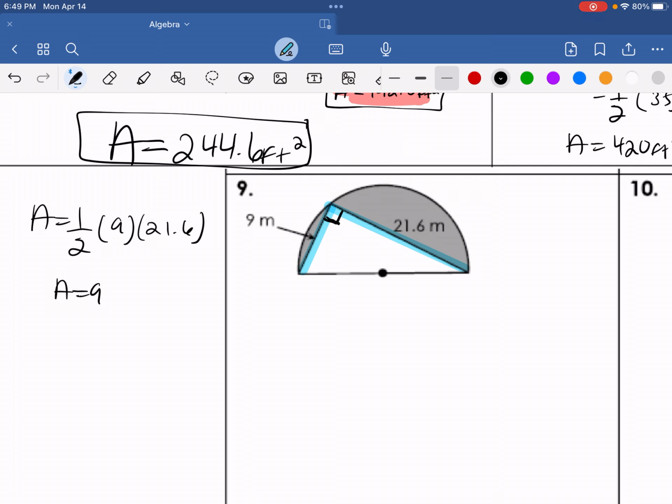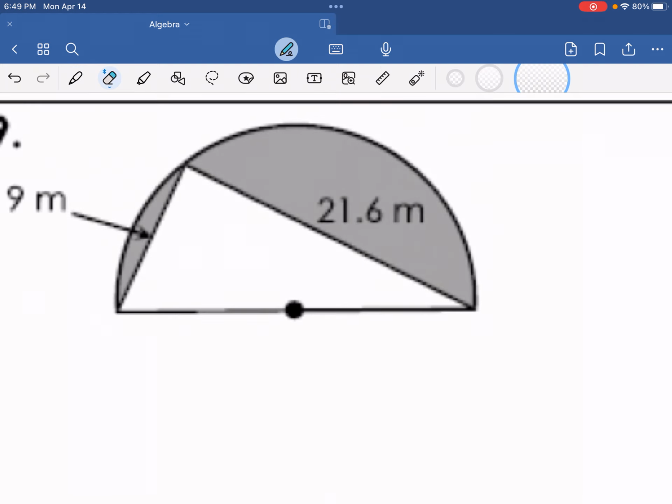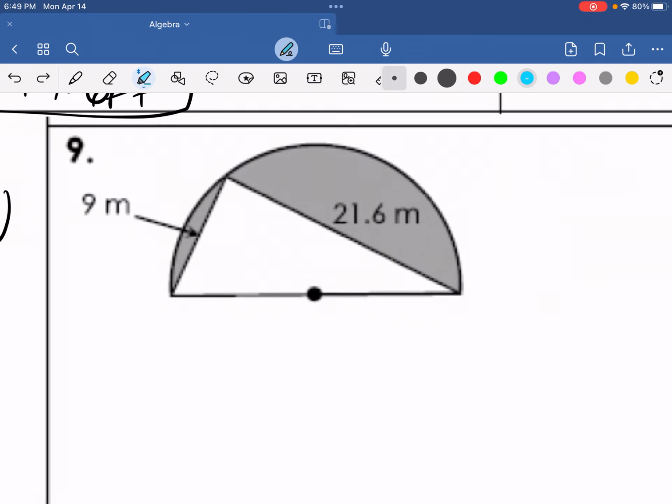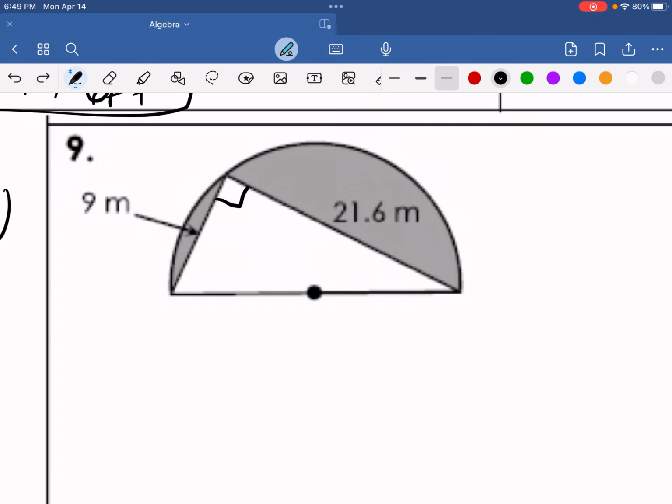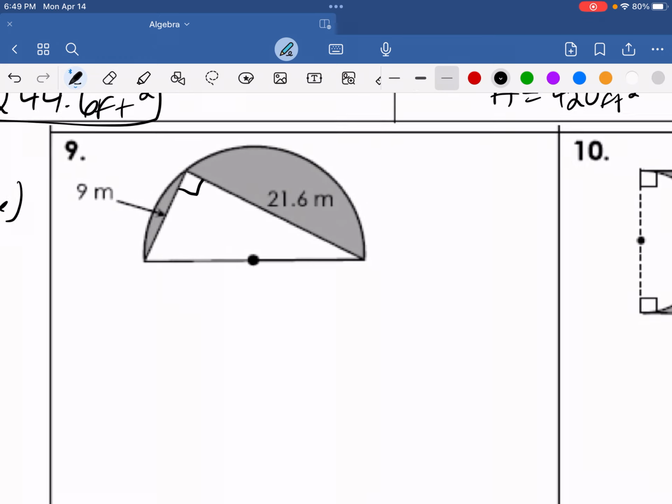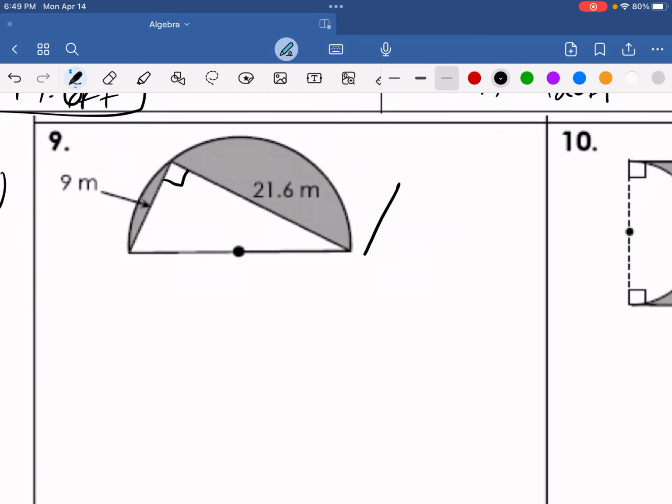And we get 97.2 meters squared. So that's the triangle. Now for the half circle, we need the radius. I need to know how long it is from here to here, or on the right side, whichever side we find. The only way you can do that is with the Pythagorean theorem. So it's kind of like we're using the triangle.